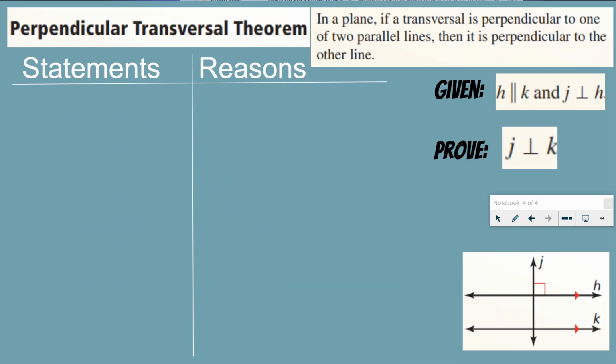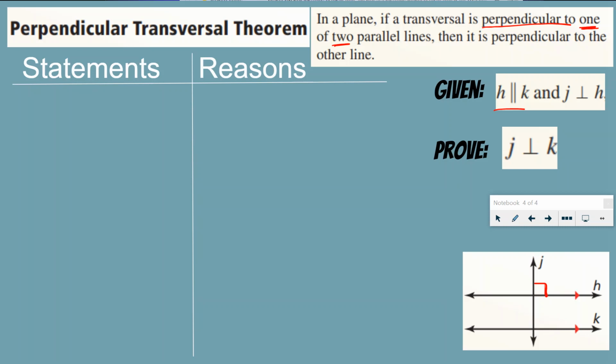So the next theorem we want to prove is the perpendicular transversal theorem. So in a plane, if a transversal is perpendicular to one of two parallel lines, then it will also be perpendicular to the other parallel line. So we have two things that are given here. H and K are parallel to each other, and we know that J is perpendicular to H. We want to prove that J will also be perpendicular to line K.